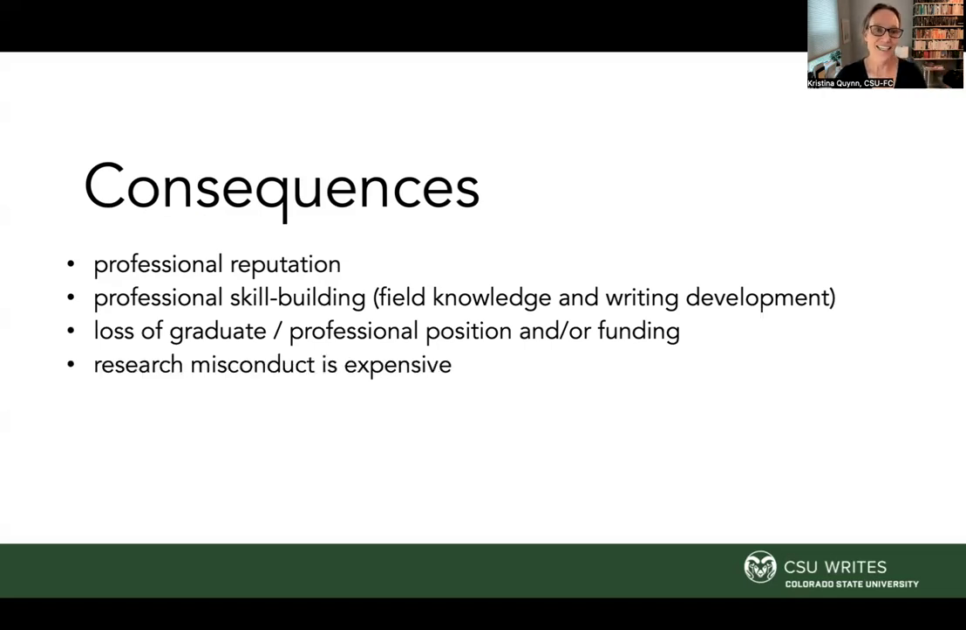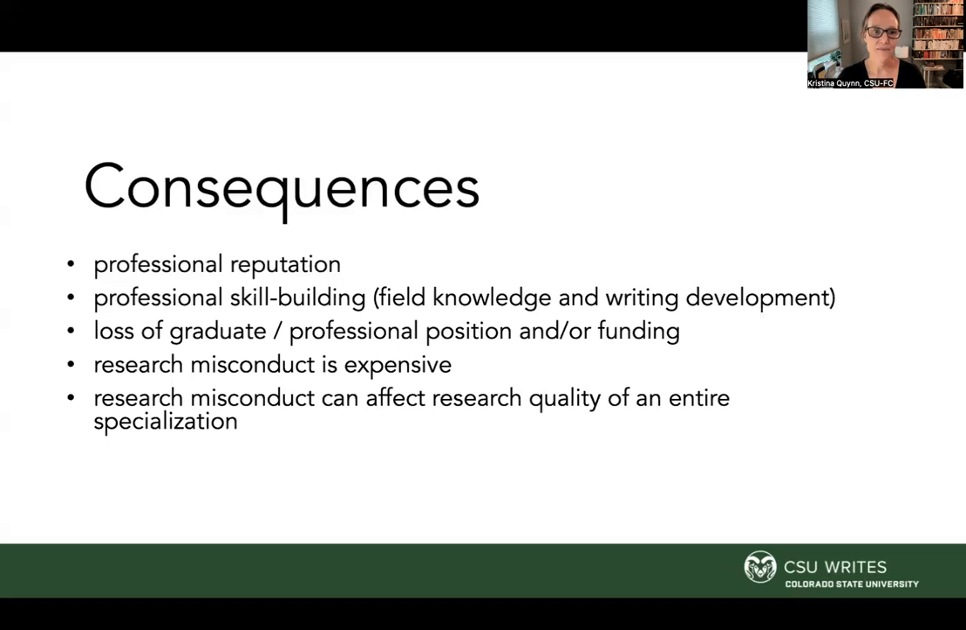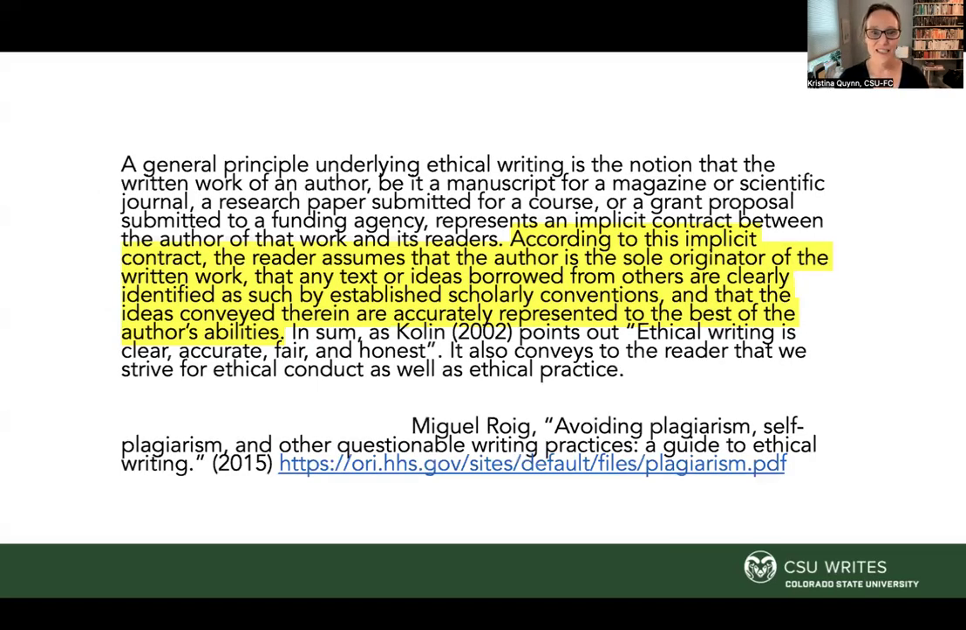You can lose funding. Research misconduct is expensive. In fact, there was a big piece in the Chronicle today about additional research articles having to be retracted. It can affect the quality of an entire specialization because of it. And ultimately, and this is from Roig's Avoiding Plagiarism text that's in the Canvas course, there is this contract between you as a writer and your future reader, who's reading your stuff that you have written in the past, right?